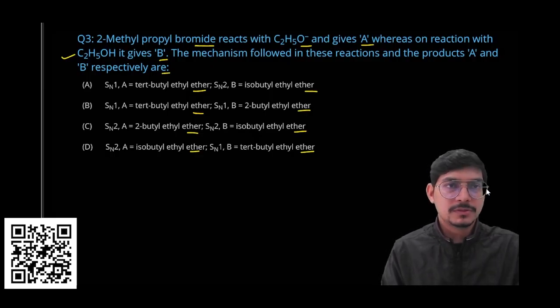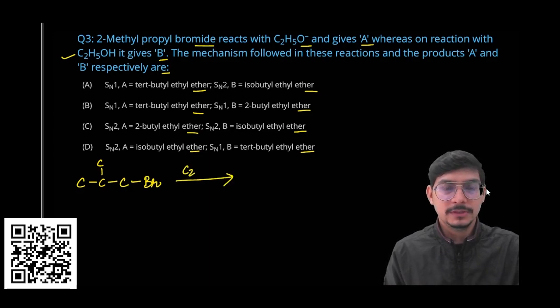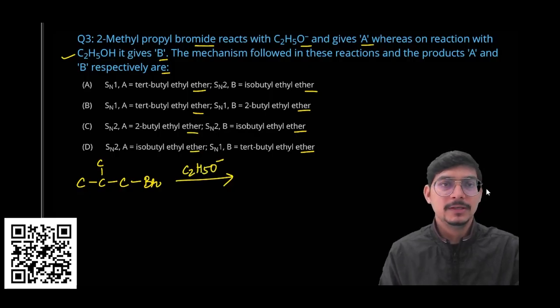So first, let us see what 2-methyl propyl bromide is. It has 3 carbons in the parent chain and a methyl substituent on the second carbon. So this is 2-methyl propyl bromide. If it reacts with ethoxide, which is a strong nucleophile, and it is given in all the four options that the product is an ether, so this has to be an SN2 reaction, right? Because of the strong nature of the nucleophile.